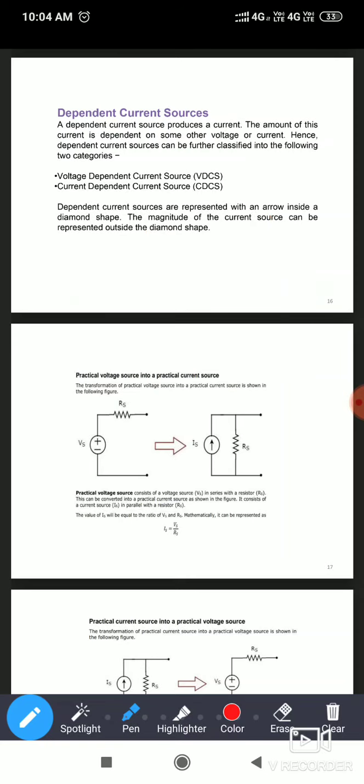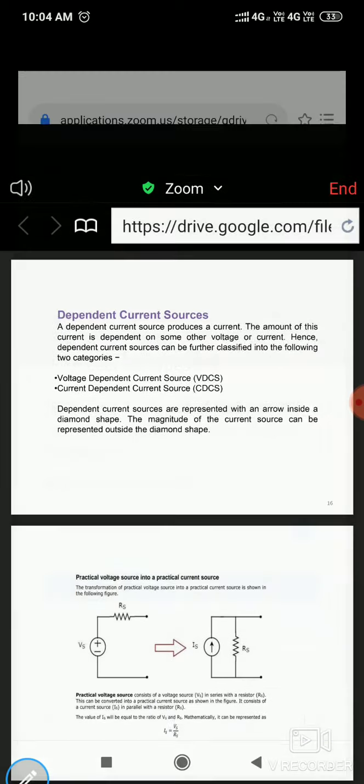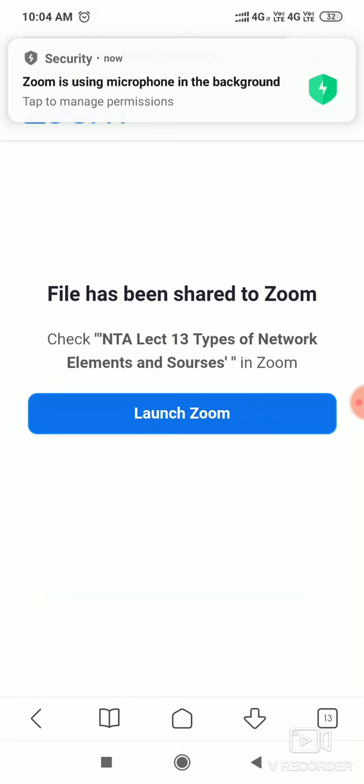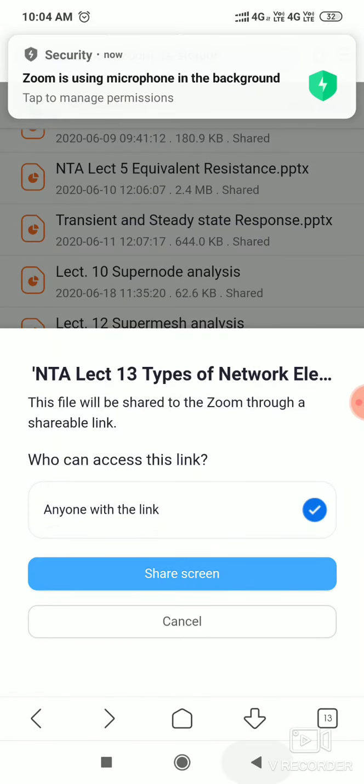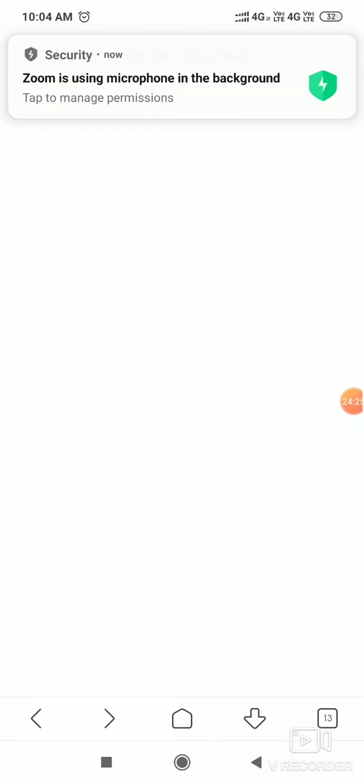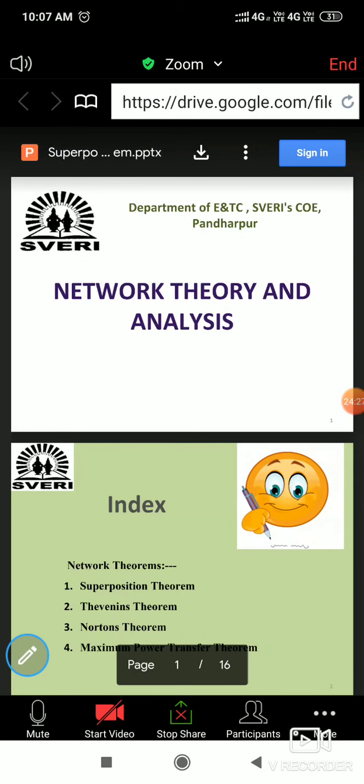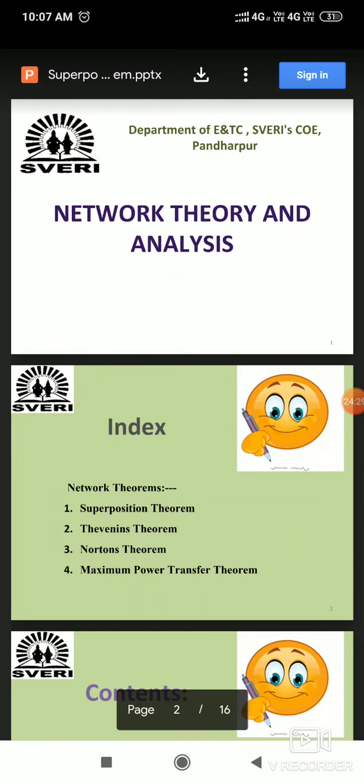So how to use the source transformation, that already we have covered. Any questions from this point of view? Types of sources? Any question? First 2 bits we have completed. That will be the types of network elements and types of sources.